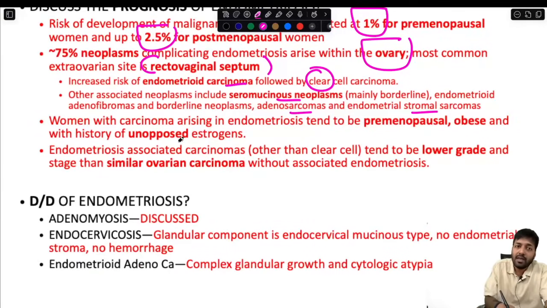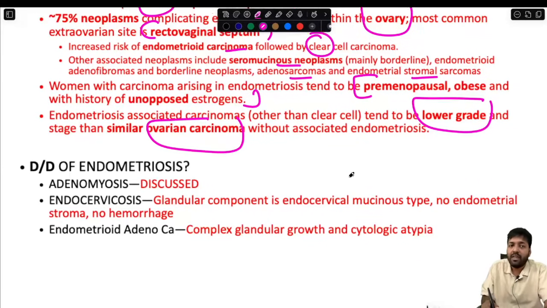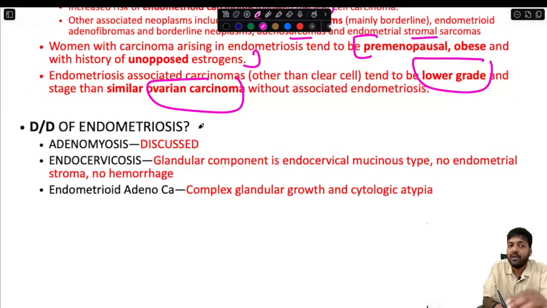Now women with carcinoma arising in endometriosis tend to be premenopausal, obese, and with a history of unopposed estrogen. Endometriosis-associated carcinomas other than the clear cell variety tend to be lower grade and stage than similar ovarian carcinoma without associated endometriosis. What are the different diagnoses, or differential diagnosis, of endometriosis?